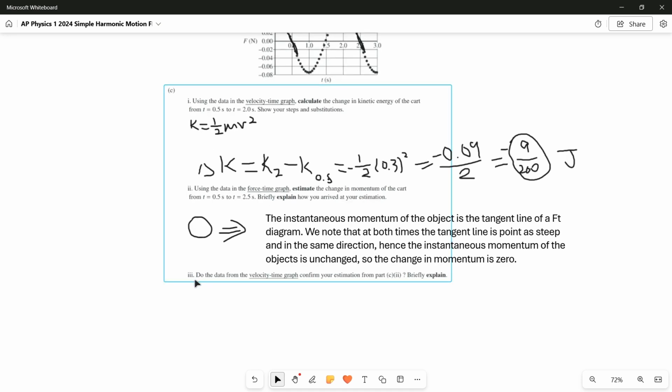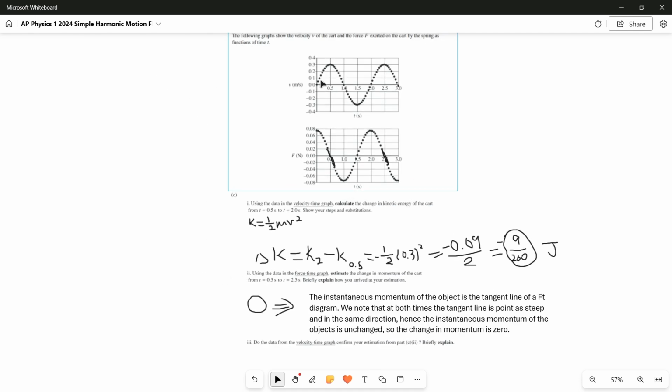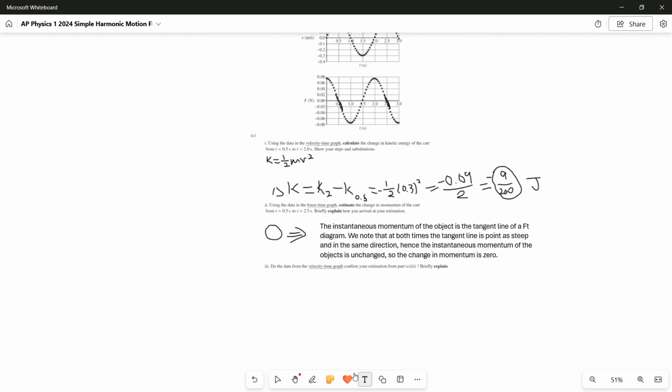Okay, number 3, does the data from the velocity-time graph confirm your estimation from part C II? Okay, well, from time t equals 0.5 to time t equals 2.5, we get that the velocity is, well, at a maximum 0.3 at both times. Well, if your velocity isn't changing at these both times, there's no reason, since momentum is just mv, for your momentum to be altered. So what you could write is this.